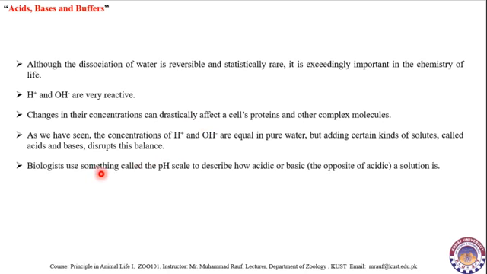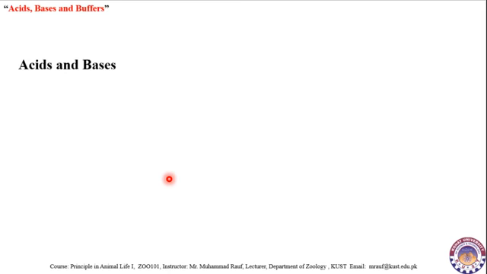Biologists use something called the pH, power of hydrogen, scale to describe how acidic or basic a solution is. So the pH is a scale which denotes the acidity or basicity of a solution. Now we formally discuss acids and bases.